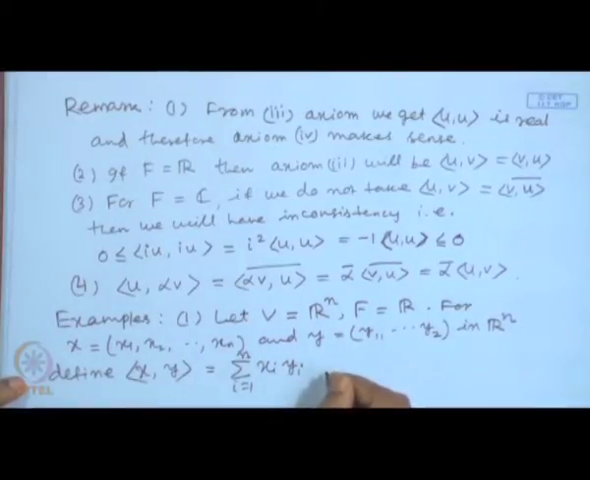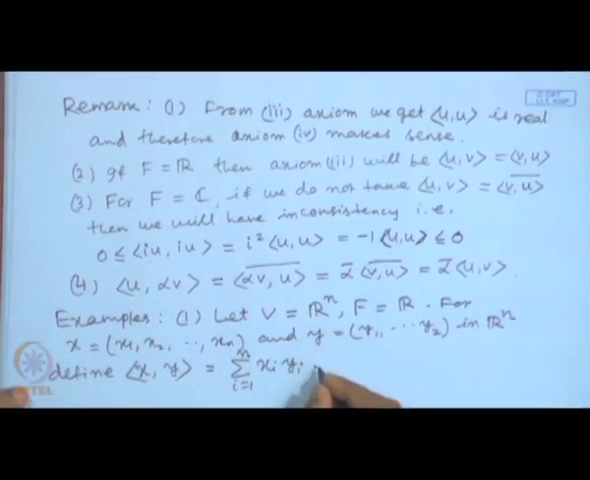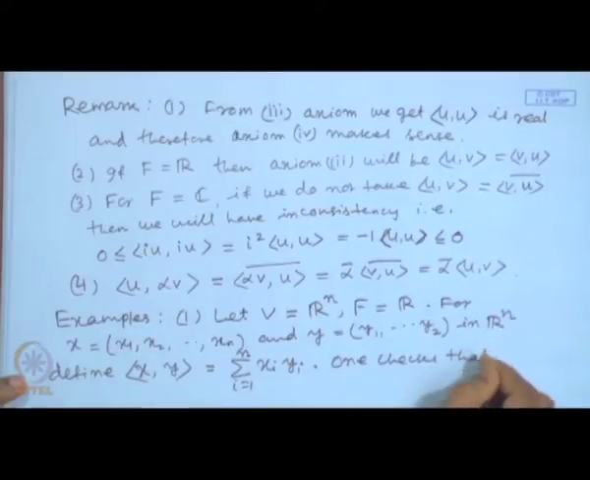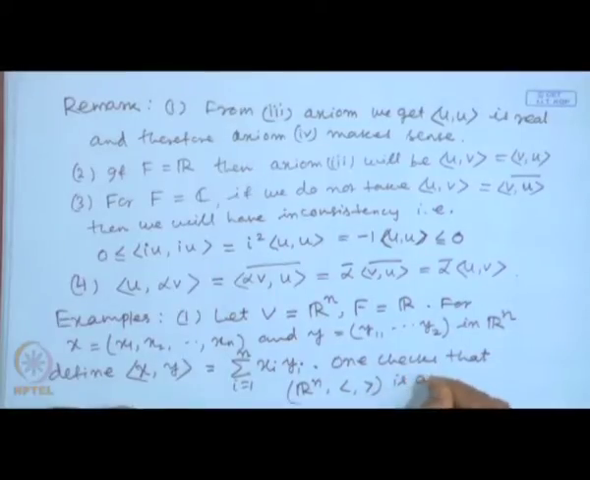So, one can check that this mapping will be an inner product, and this space R^n together with this usual scalar product is an inner product space. So, one checks that this R^n together with this inner product is an inner product space.